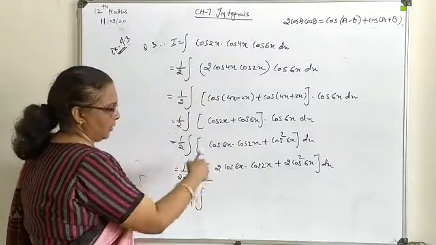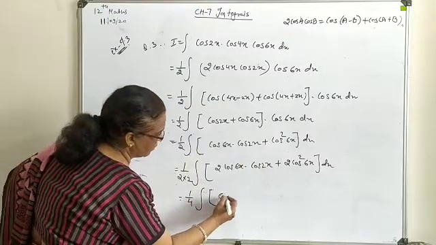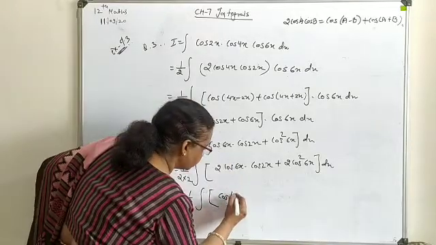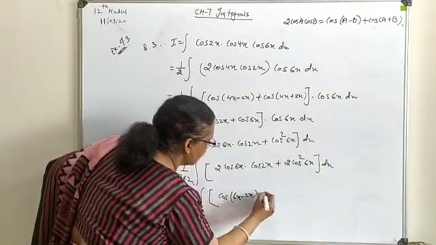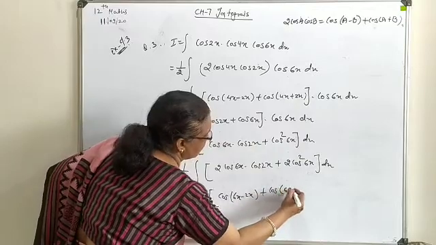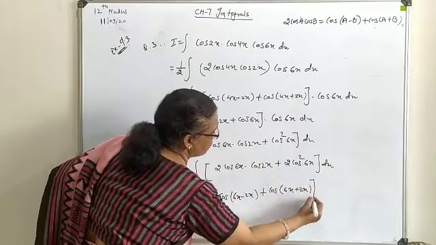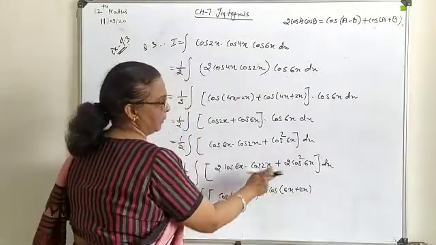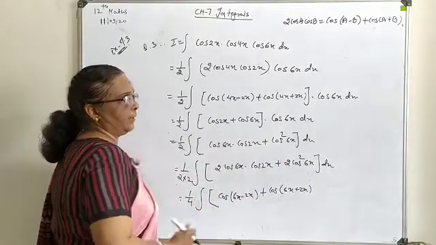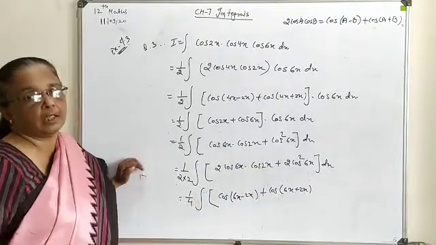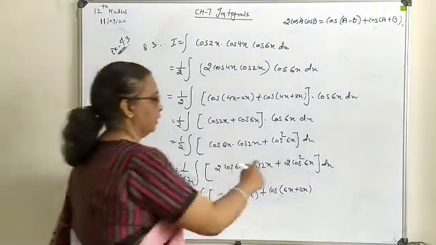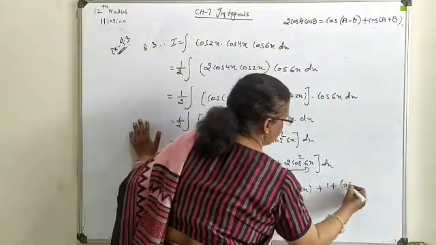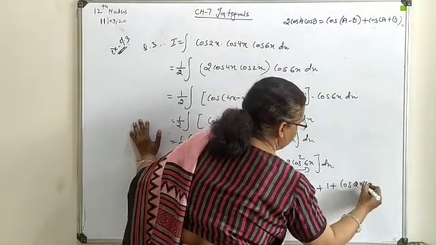2 cos A cos B can be directly written as cos of the subtraction of these two, that is 6x minus 2x, plus cos of 6x plus 2x. This is the one formula we have implemented. Next, 2 cos square theta we can write as 1 plus cos 2 theta, where theta is 6x here.